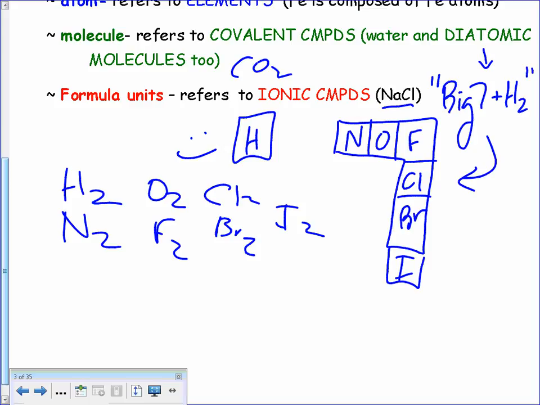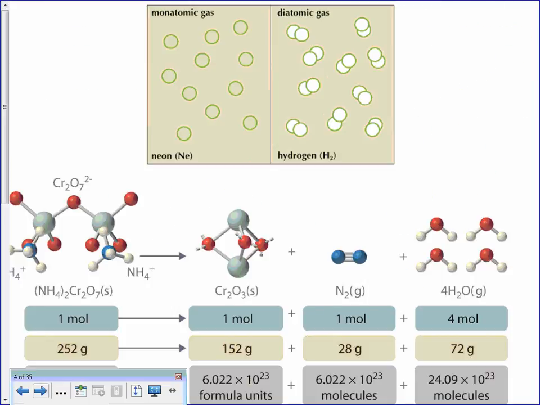I'm just really excited to make sure we know what our diatomics are. Just the big 7 with just 2's on them. Diatomic, 2. That's it. Okay, how do these look?